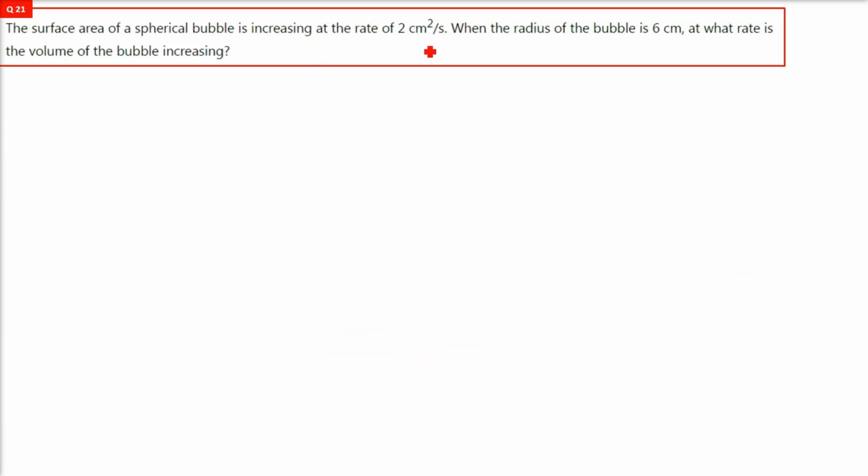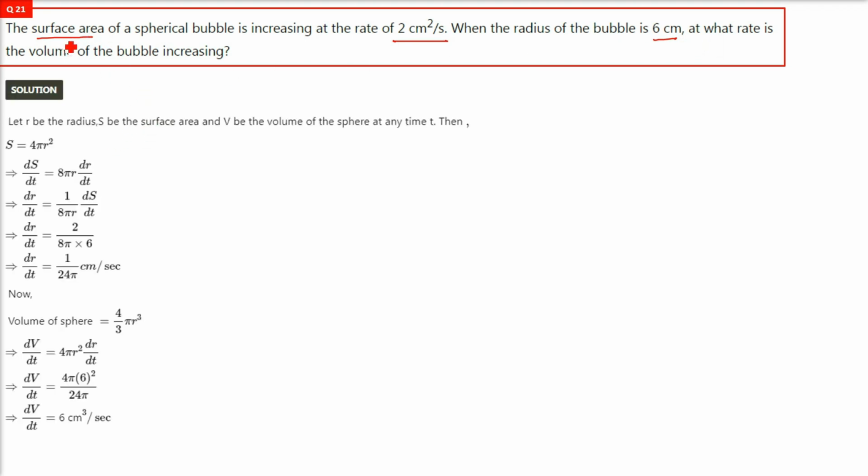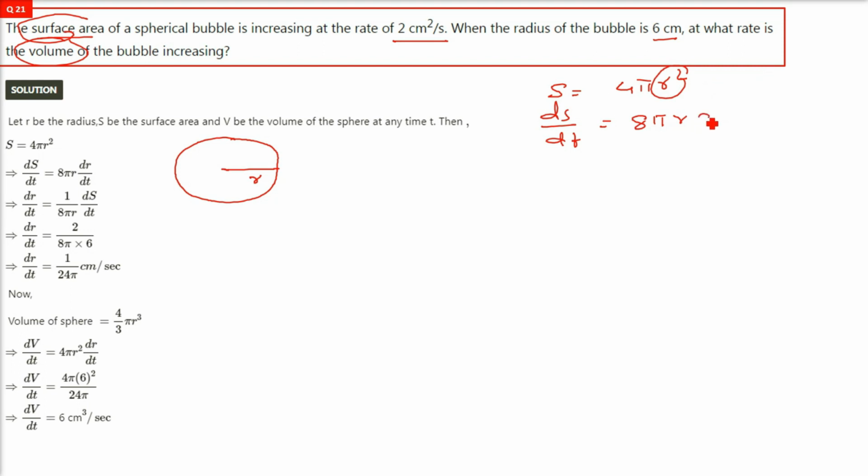Surface area of spherical bubble is increasing at the rate of 2 cm square per second. When the radius of the bubble is 6 cm, at what rate is the volume of the bubble increasing? So we have volume, we have surface area. Just assume that you know about this. Surface area is 4 pi r square. Volume is 4 by 3 pi r cube. And this surface area and volume need to be known to you. Just differentiate it. ds by dt is 4 pi into 2r dr by dt. So it will be 8 pi r dr by dt.